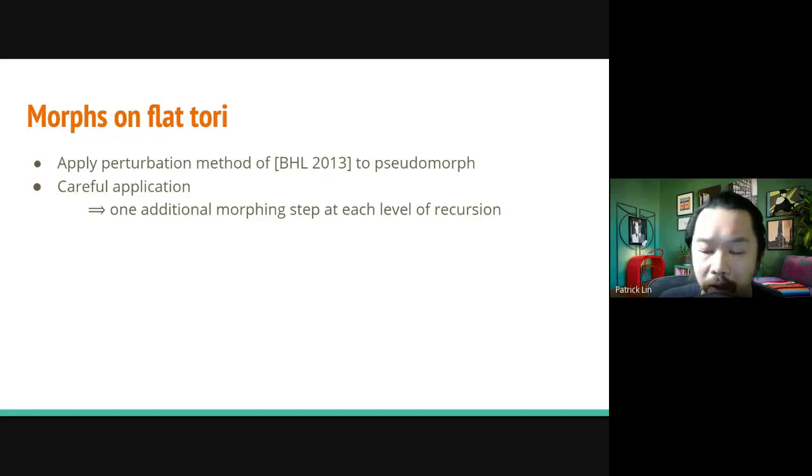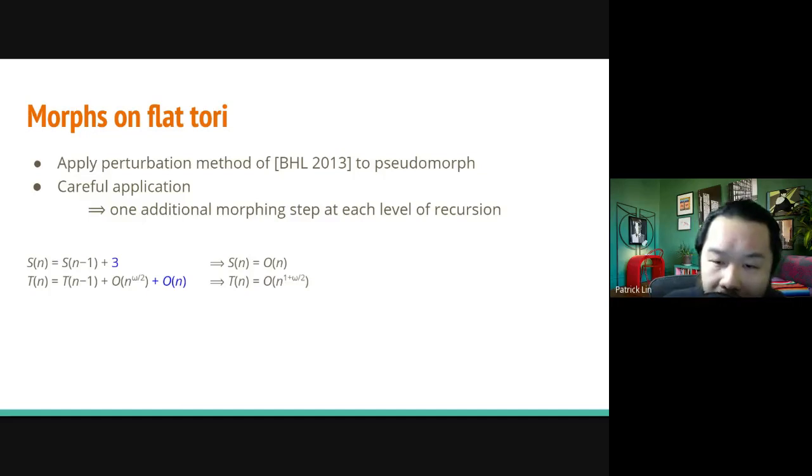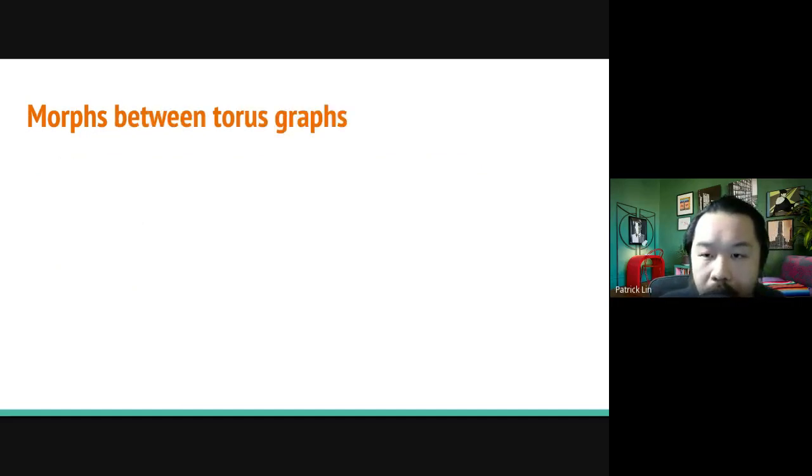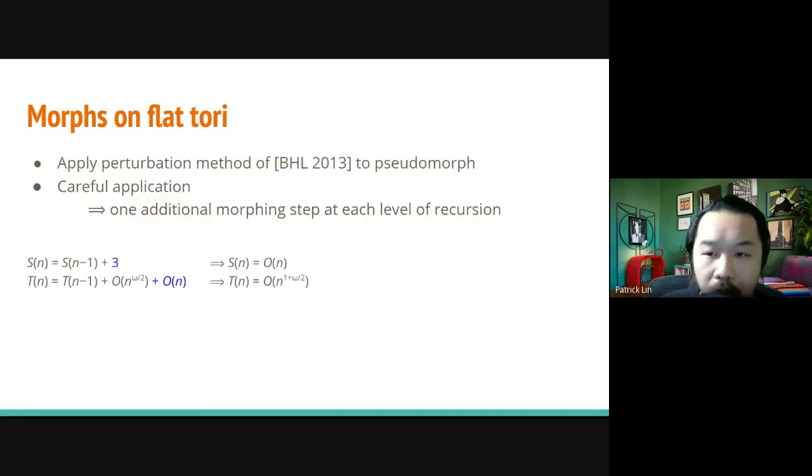And it turns out that if you just stare really hard at it, however many pseudomorphing steps you have at each step of the recursion, you just add one in order to get a proper morph at the end. And so we redo the analysis, and the asymptotics don't change at all. And so at this point, I have given you at least morphs between triangulations.